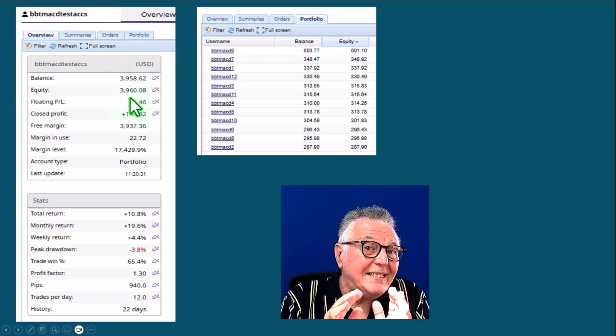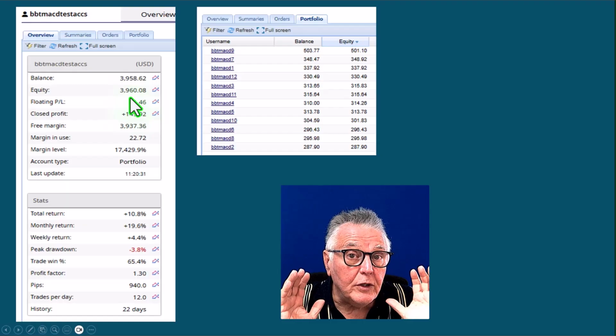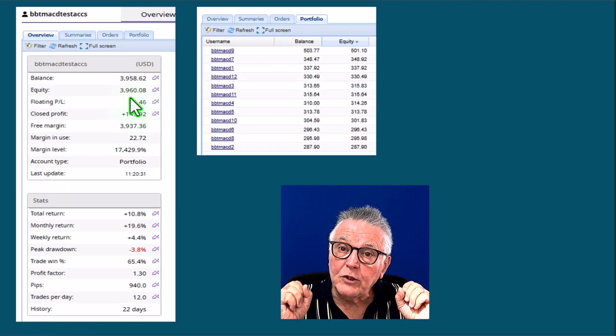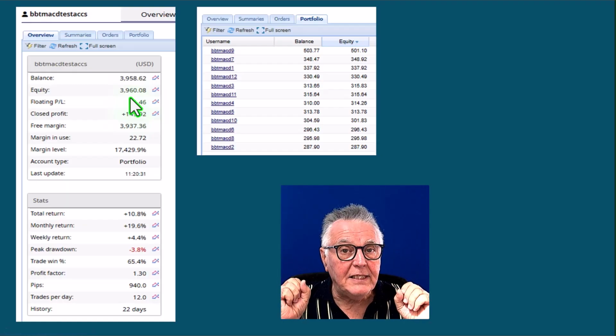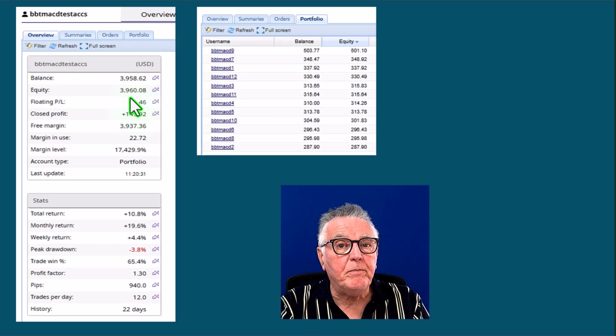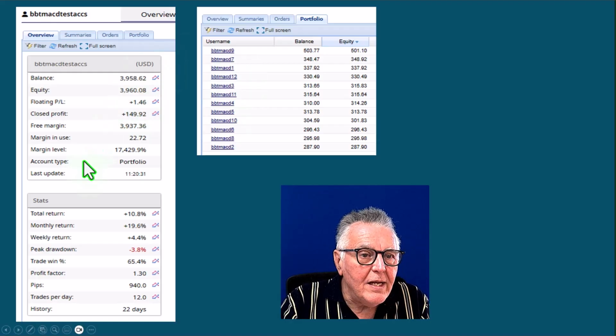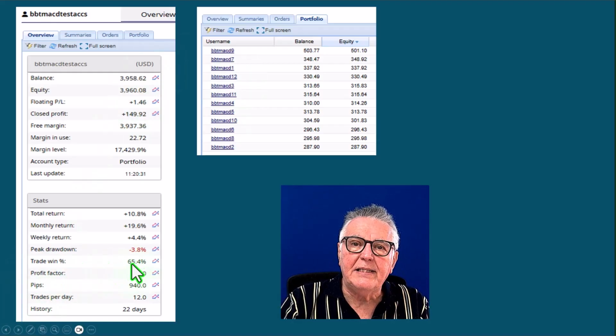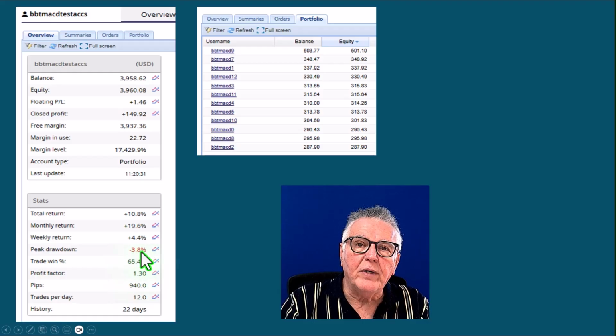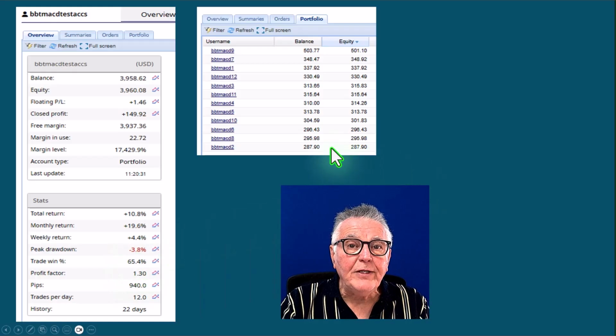So this is a fantastic EA for US traders. It hasn't got any FIFO problems, it hasn't got any gearing problems, and it is very successful. The win rate at this stage is around about 65%. You can see the peak drawdown very low. So that's what's happening at the moment.